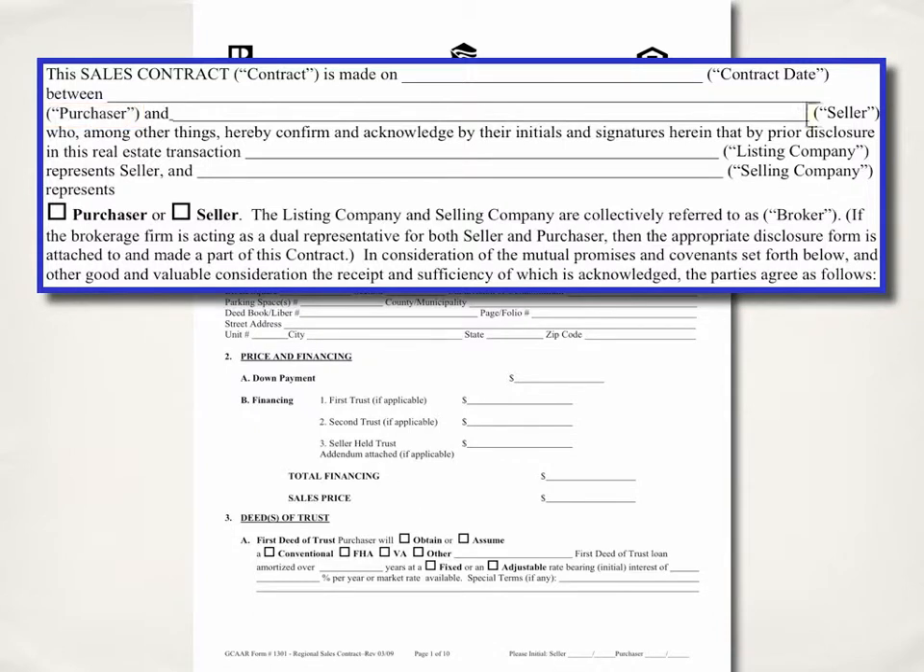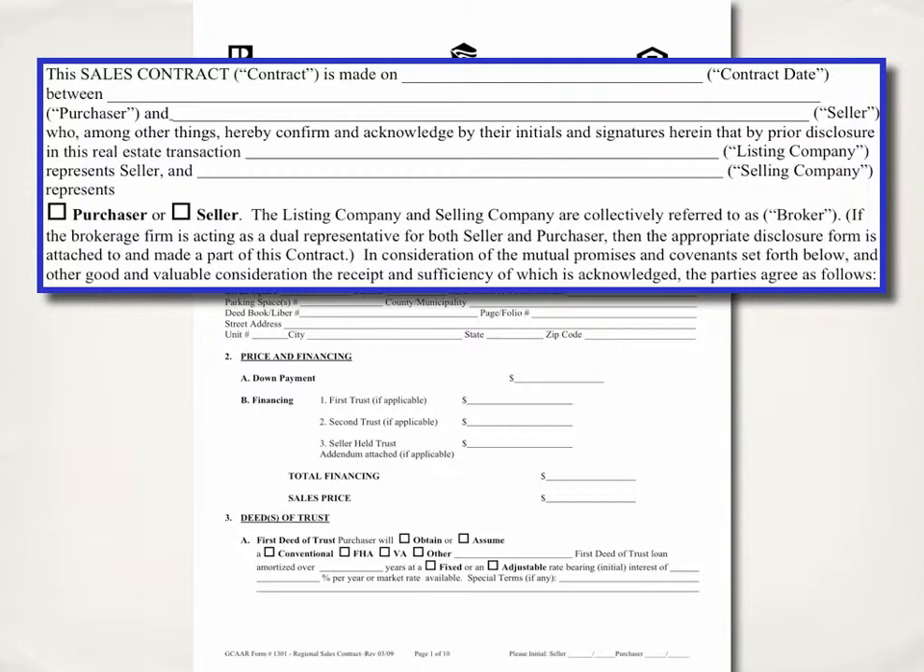Let's identify the seller. Same rules. Make sure the names are properly spelled, and very importantly, make sure that whoever is on title to the property, their names appear here and they've signed the contract. That deals with identifying who the parties are.